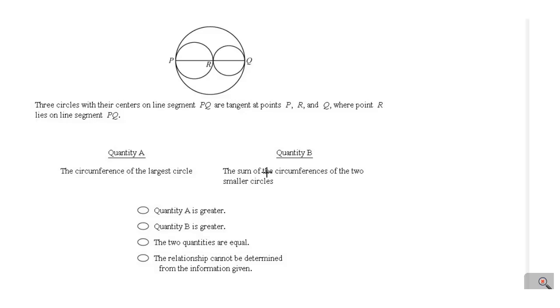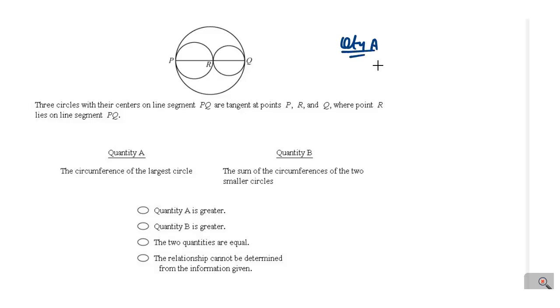circles. Now, by observation, the circumference of the largest circle will be the sum of the circumferences of the two other circles, which implies that the two quantities would be equal. But how do I conclude that the two quantities are equal until I solve it? So the first thing we need to do is to split it one after the other. Let me call this quantity A.